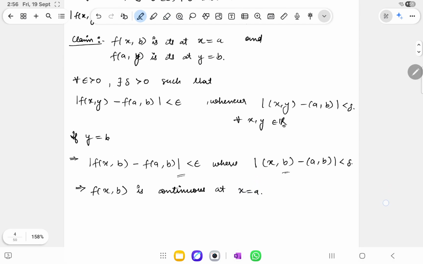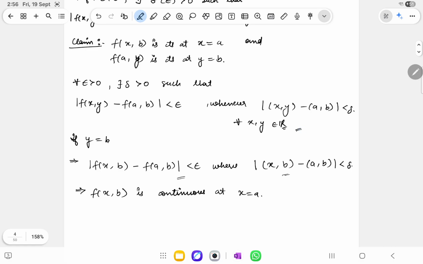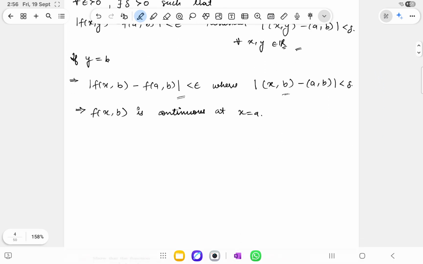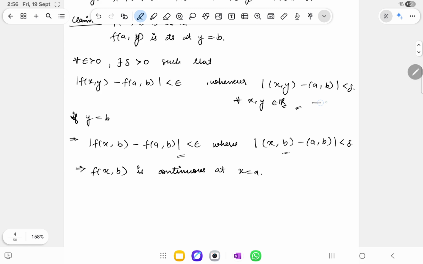Likewise, if in this definition I choose my x as equal to a, then I can show that the function f(a, y) is continuous at y equals b. So let's name this definition as 1.